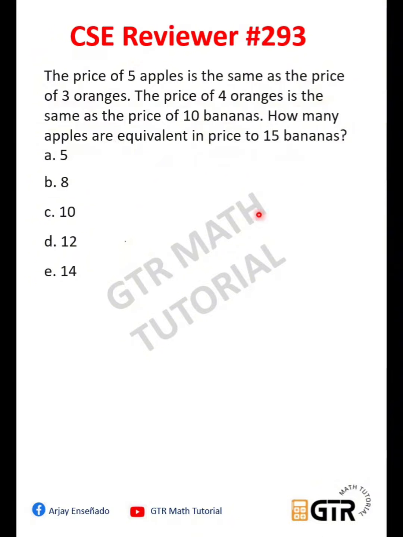Okay, so let's set up the equation. We have 5 apples. The price of 5 apples is the same as the price of 3 oranges. So for the first equation, we have 5 times A, letting A be the apple. So we have 5A is equal to the price of the 3 oranges, so 3 times oranges. I will use X because it looks like 30. So let X be the number of oranges. This will be our equation number 1.